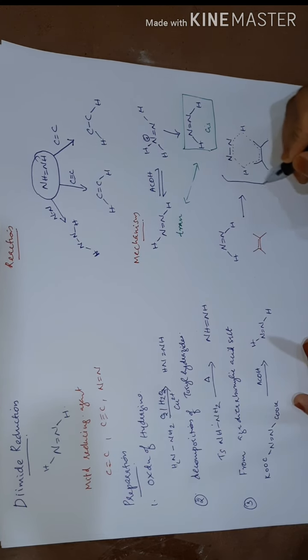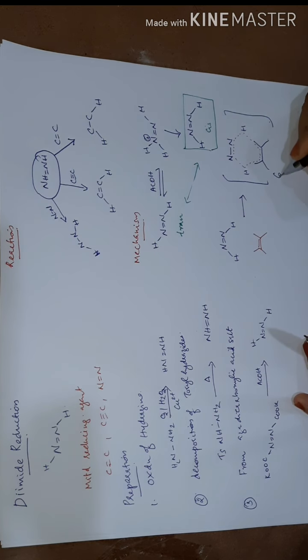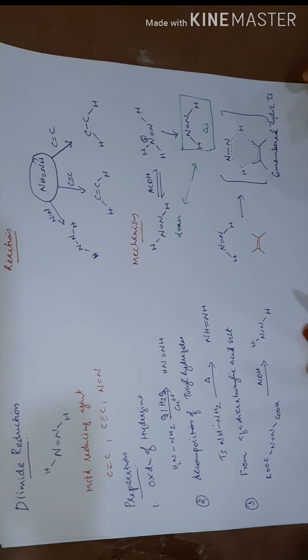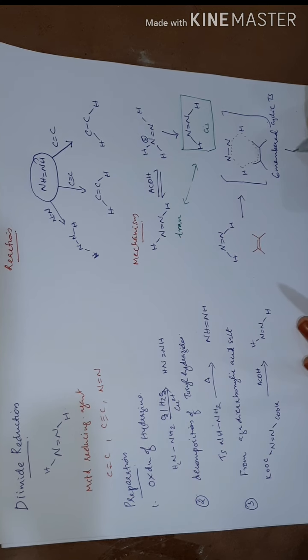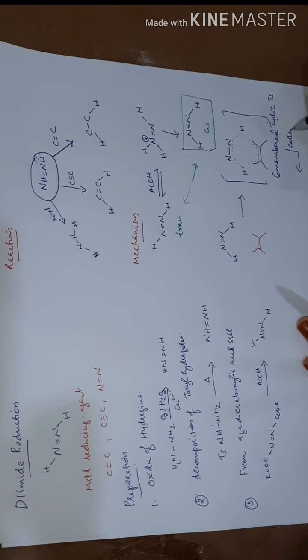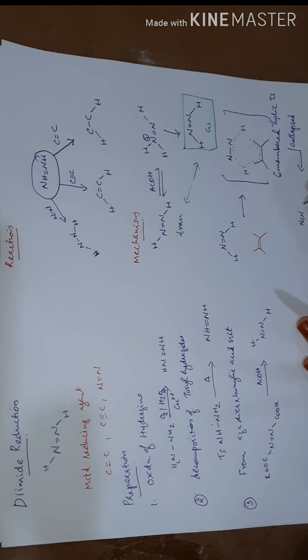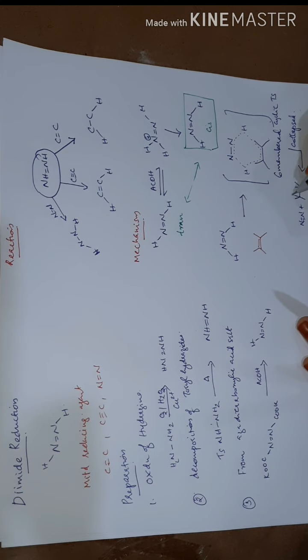This is generally represented as a six-membered cyclic transition state. This six-membered cyclic transition state generally collapses to give nitrogen gas, or N2 molecule, and the reduced alkane. That is, the reduced alkane can be represented like this.